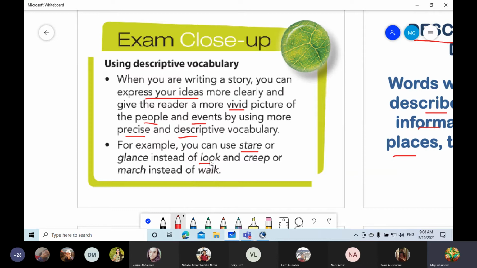So for the word look, I could put stare, or I can insert the word glance instead of look. And for the word walk, I have synonyms for it, such as creep, and what does creep mean? Who knows? It means to crawl, okay, but here I don't take it literally, I take it metaphorically, not literally. Or march, which is used more in military terms, because marching means walking in regular steps, like the army or the armed forces. So here it is a deeper meaning for the word walk, and I can put them instead of walk in order to enrich my story.